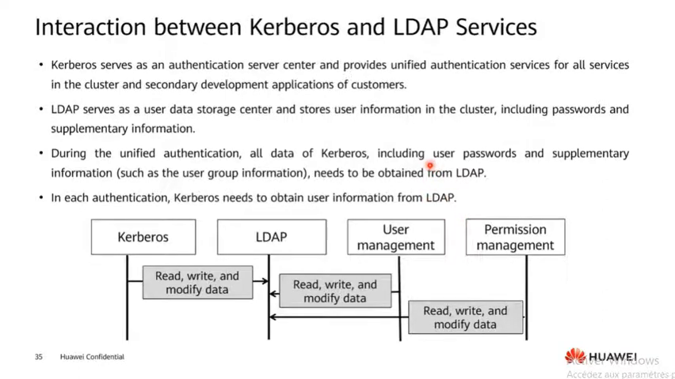So basically, Kerberos is the IAM authentication server, which provides unified authentication for all services in the cluster and secondary deployment applications of customers. Meanwhile, LDAP serves as a user's data storage center and stores user information in the cluster, including passwords and supplementary information. During the unified authentication, all data of Kerberos, including user passwords and supplementary information, needs to be obtained from LDAP. Like is shown in the graph, all processes, including reading, writing, and modifying, need to go through LDAP again and again.